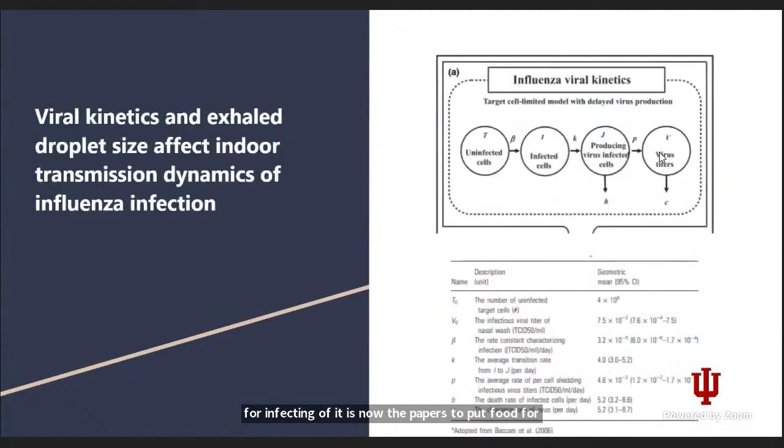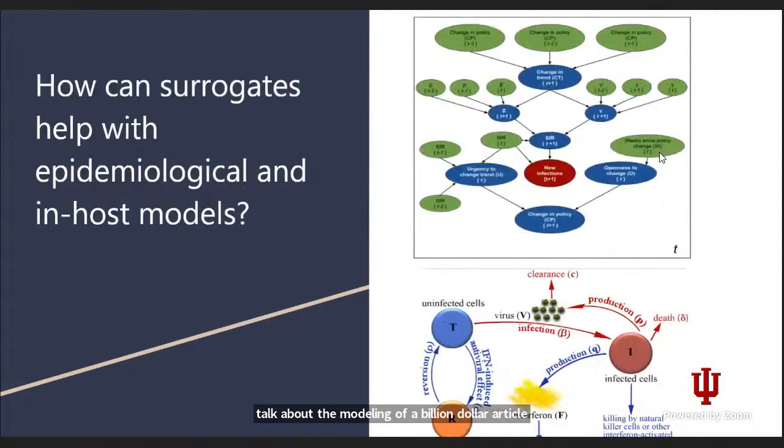Now papers two through four talk about the modeling of epidemiological models, which become better when they are assisted by machine learning or deep learning strategies. And the fifth paper talks about in-host models assisted with AI. So one central theme of my project was how surrogates help with these two different kinds of models.